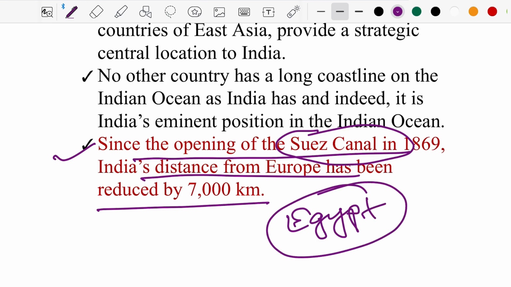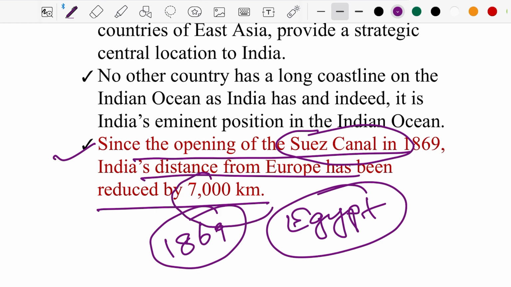Okay. So we have the trading routes. Earlier the trading routes from India went south around Cape Town of Africa, and through that we entered into Europe. Now, due to the Suez Canal just above the Red Sea, formed in the year 1869, the traveling distance and timing have been reduced by 7,000 kilometers. This is the important data that we have to note down. So Suez Canal was formed in 1869, and the distance was reduced by 7,000 kilometers.